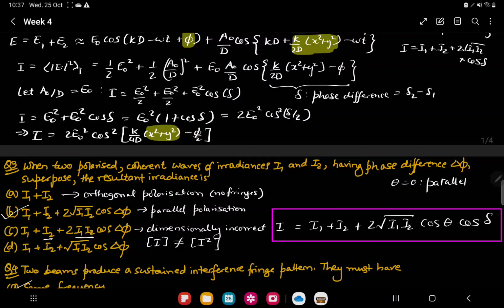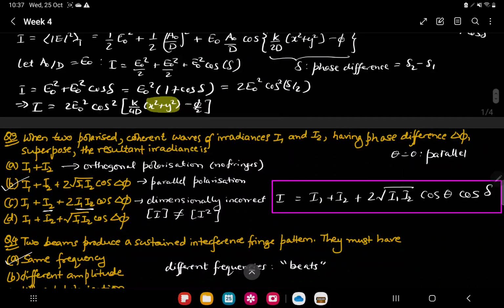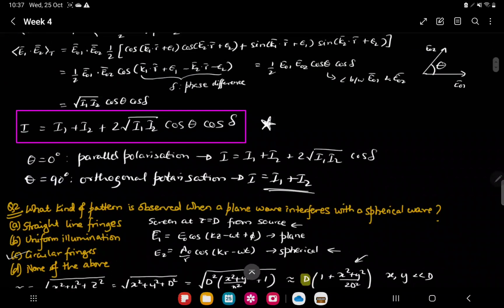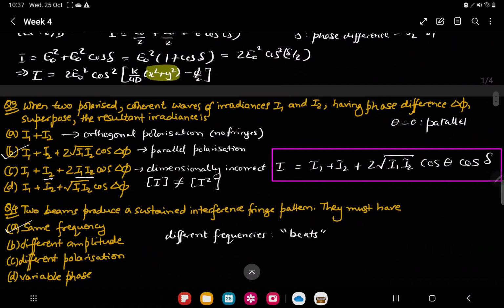When two polarized coherent waves of irradiances I1 and I2 having phase difference delta phi are superposed, for the resultant irradiance we had just derived the general expression over here. So I have written it over here again. And for parallel polarization, theta is 0. So we have I1 plus I2 plus 2 root I1 I2 cos delta phi.